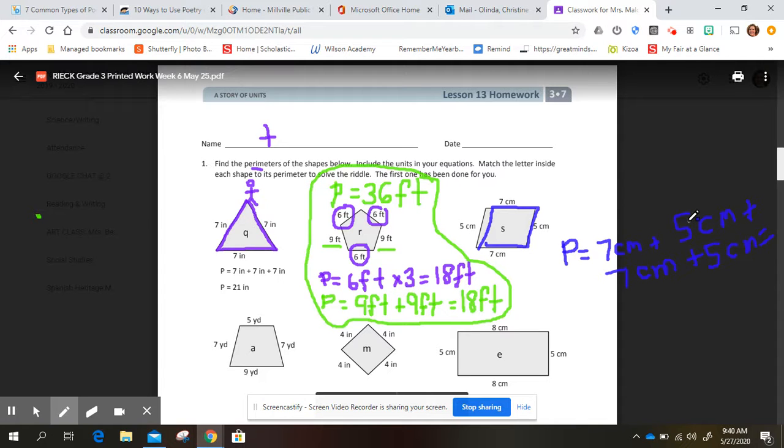So 7 plus 5 is 12. 7 plus 5 is 12. I'm keeping them in my brain, and I know that 12 plus 12 is 24 centimeters. So if you're copying this on a piece of paper, you need to write all of this. Perimeter equals 24 centimeters. And I messed up that P a little bit. There shouldn't be a line there. It's not an R. It's definitely a P. So then this answer was 24 centimeters.